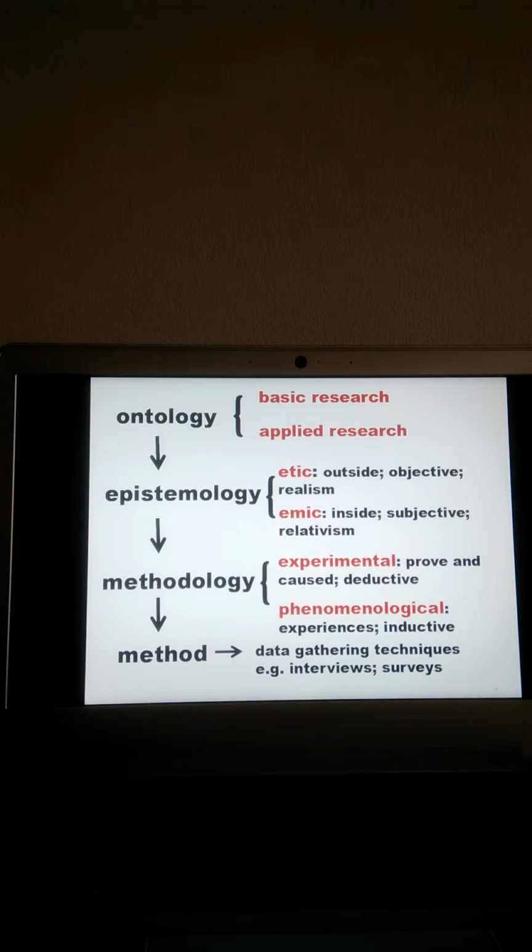So actually, the former experimental research is based on realism and etic, while the latter one is based on relativism and from an emic way. And methodology can indicate method. Method is what you actually do in order to collect your data and carry out your investigations. So that is the data gathering techniques such as interviews, surveys, direct observations, and so on.